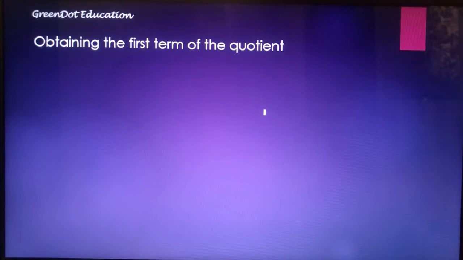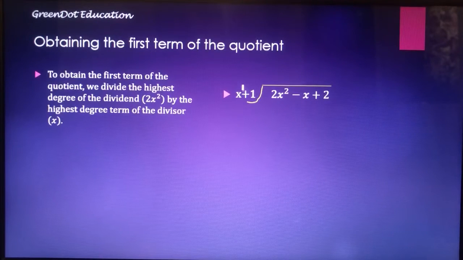This can be obtained by dividing the highest degree term of the dividend, that is, the dividend is 2x square minus x plus 2 and the highest degree term is 2x square, by the highest degree term of the divisor. Here we can see that after arranging them in standard form, we have to divide the first term of the dividend by the first term of the divisor.